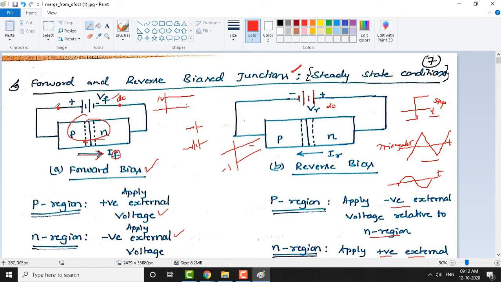Equilibrium is just an open circuit without applying any external potential, and steady state is applying DC voltage. It may be DC current also. So this is a steady state condition. The transient condition, this kind of transient condition you will study in analog circuits, where we study the clipping experiments. Hope you have this in the current semester. Clipping circuits, clamping circuits. Yes, sir.